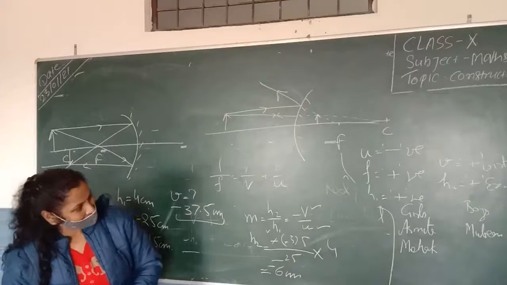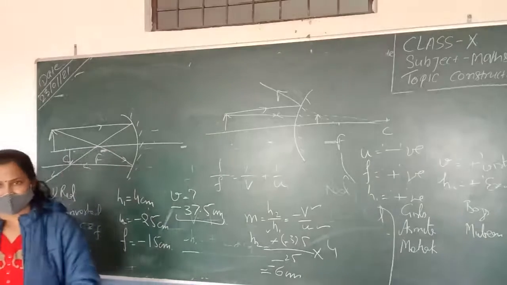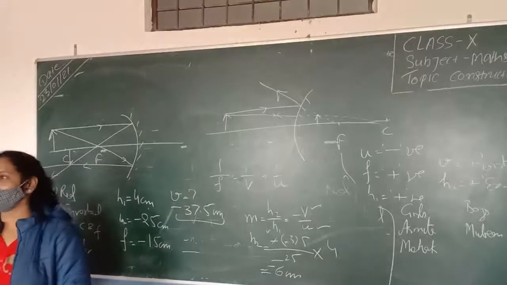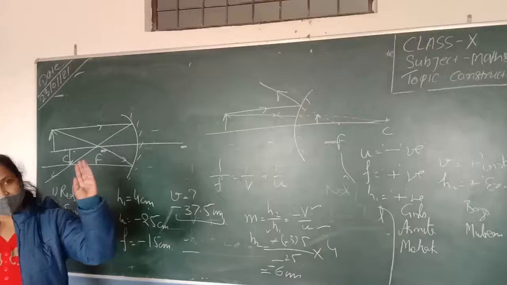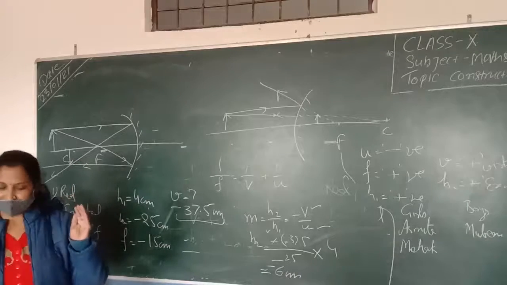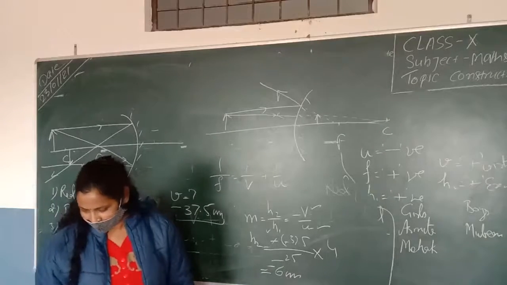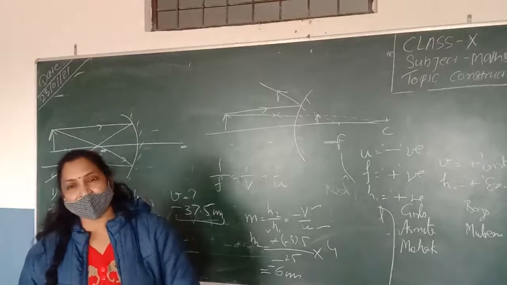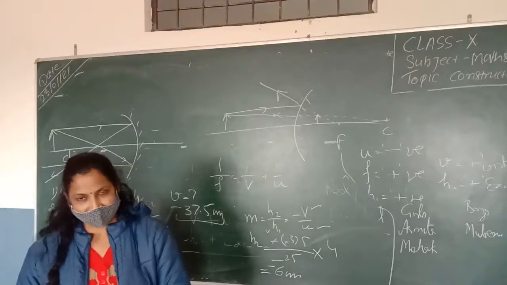Good. Your name is Asmita. Asmita. Pole is the center of the mirror. Very good. The center of the mirror. This is a mirror, and the center of this mirror is called the pole. Very good, Asmita. Can you define the center of curvature?